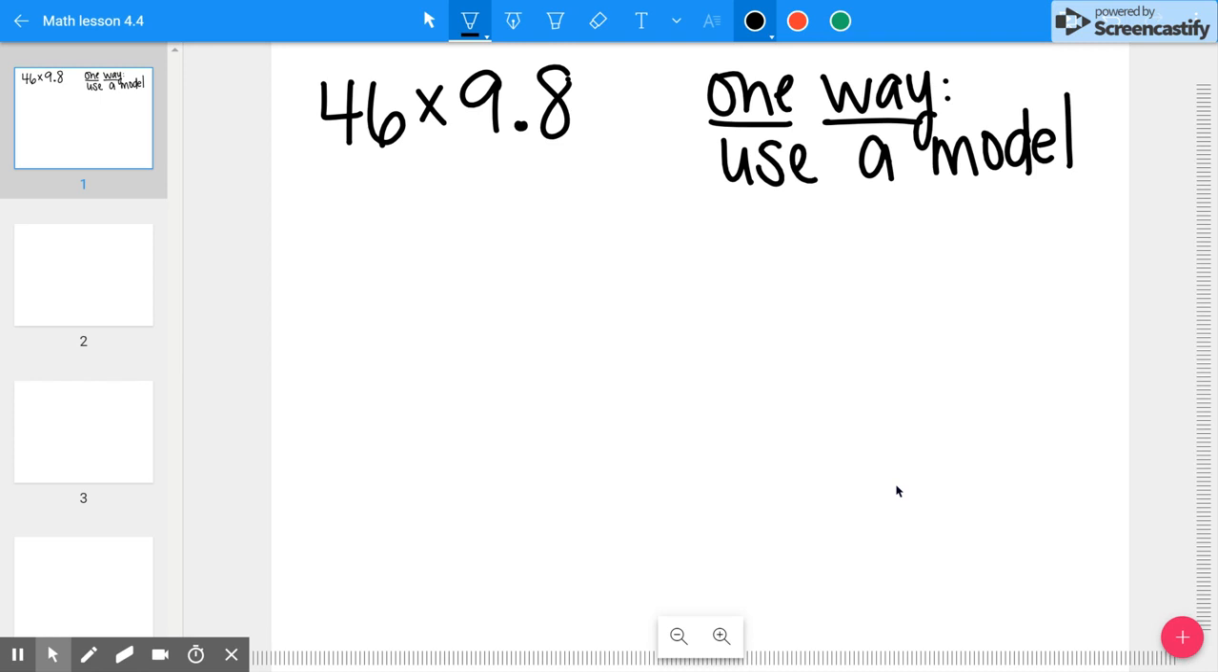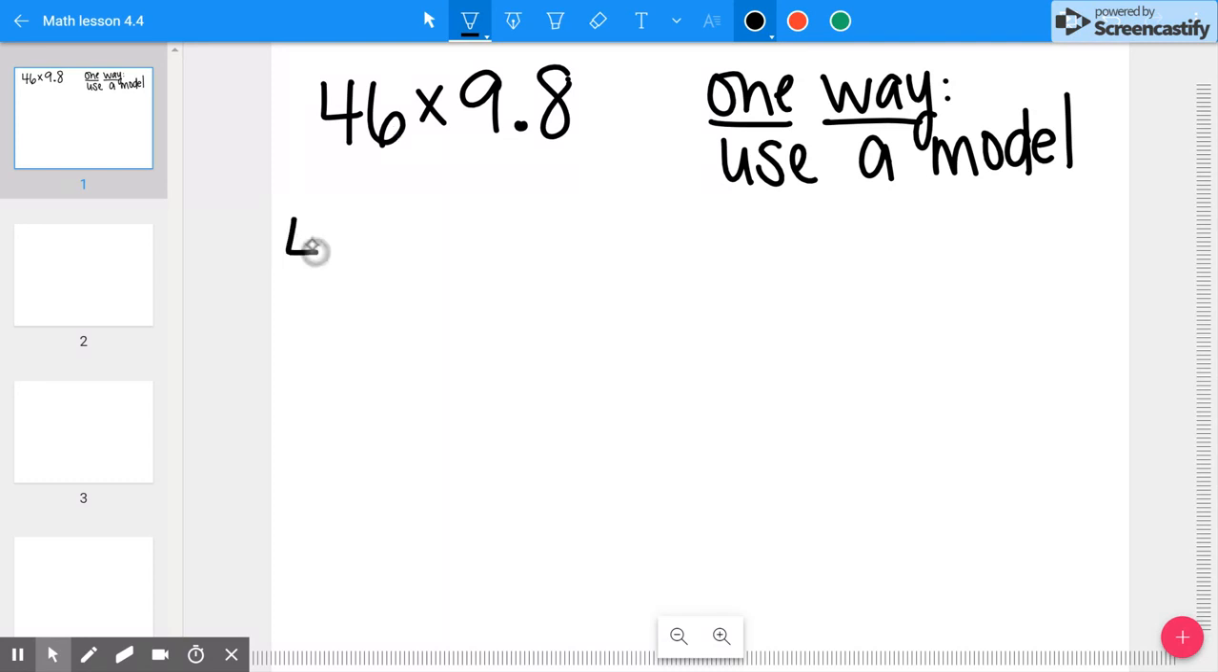All right, so this math lesson comes from chapter 4, lesson 4. And we're looking at multiplying using expanded form and using a model to multiply a problem where you have a decimal times a whole number factor. So my problem that I have is 46 times 9 and 8 tenths. My first step is to rewrite the factors in expanded form.